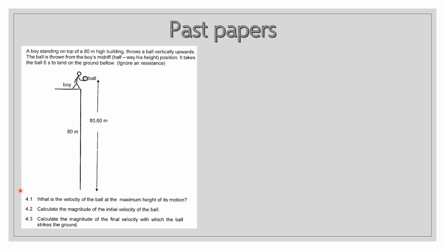The first question, what is the velocity of the ball at the maximum height of its motion? Just remember the ball's motion is like this. Thus we know that the answer would be 0.